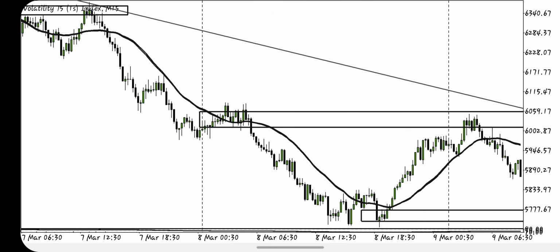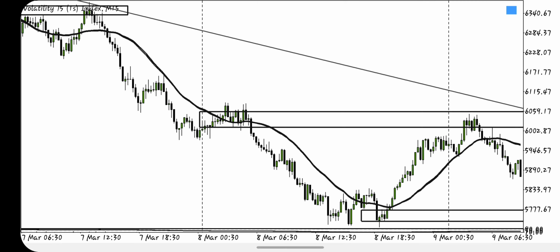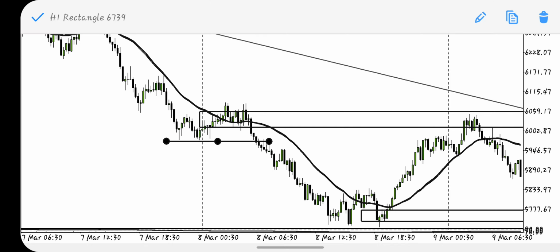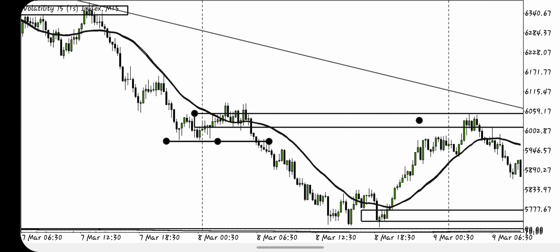So as we come to this one, we can see that there was a massive break of structure, breaking this double bottom here. So you have to find the candle which was responsible for that. As you can see, we have this candle here, that is our order block. Are we all together?